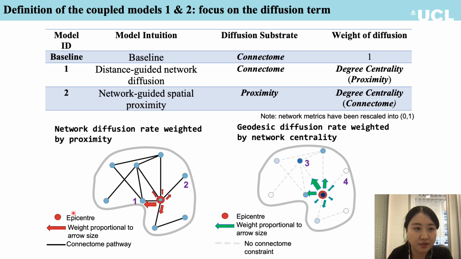And the second submodel is called network-guided spatial proximity, which assumes the dominant process is now the diffusion according to proximity rather than along the connectivity, but the rate is adjusted by the density of streamlines. So in the second plot, you can see that generally speaking, the diffusion is more free, but region 3 has higher diffusion rate than region 4, adjusted by the streamline density.